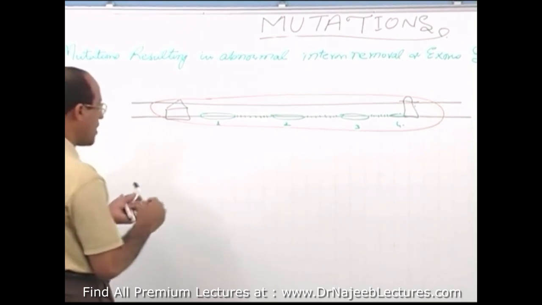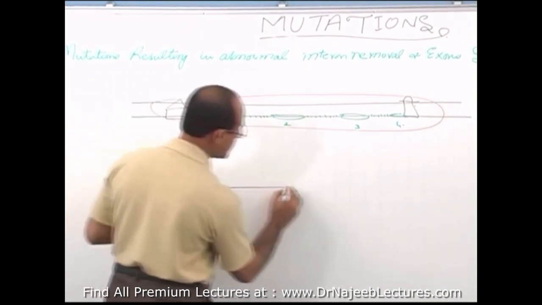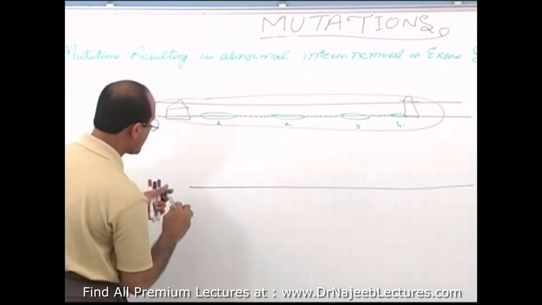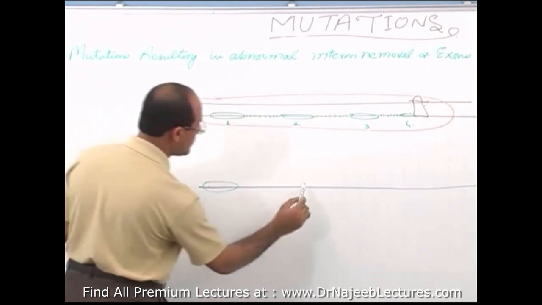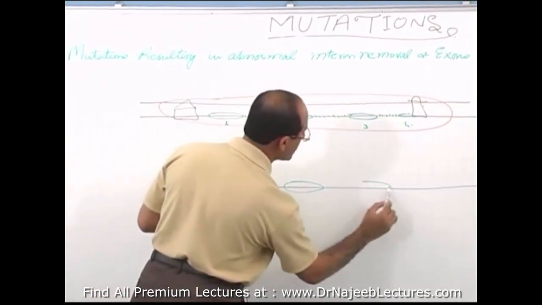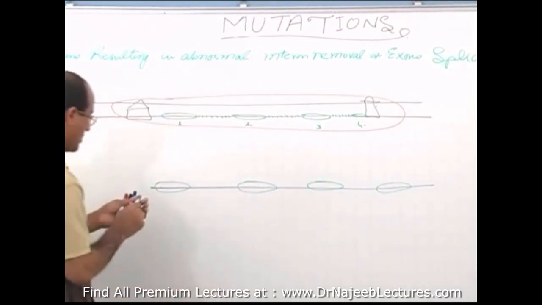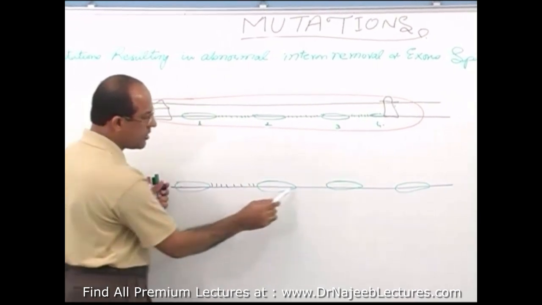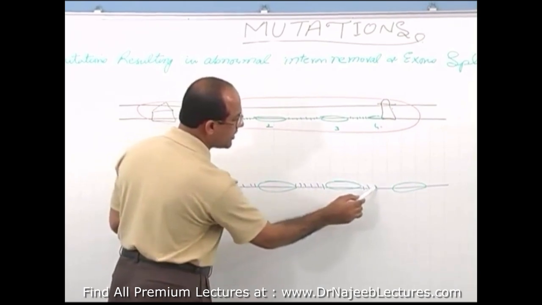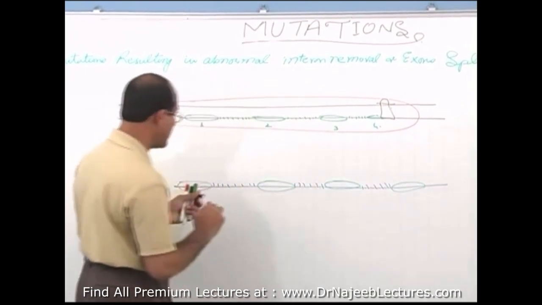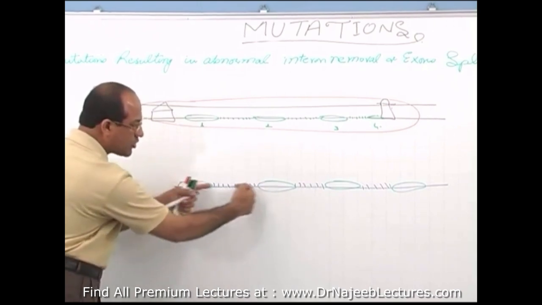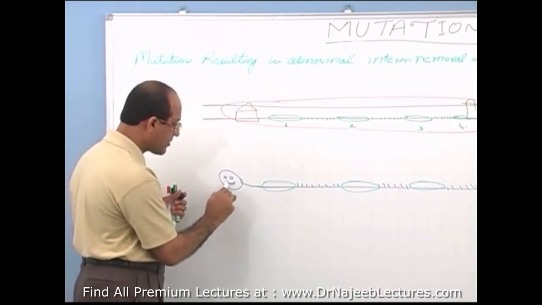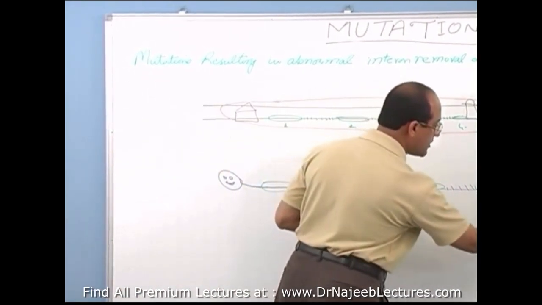When messenger RNA is formed, now exon 1, exon 2, exon 3, exon 4. Now, these are introns in between. All of you know that these introns are the intervening regions between the exons, which should be removed, and exons should be spliced with each other. Let's suppose here is the 5' end and here it is the 3' end.